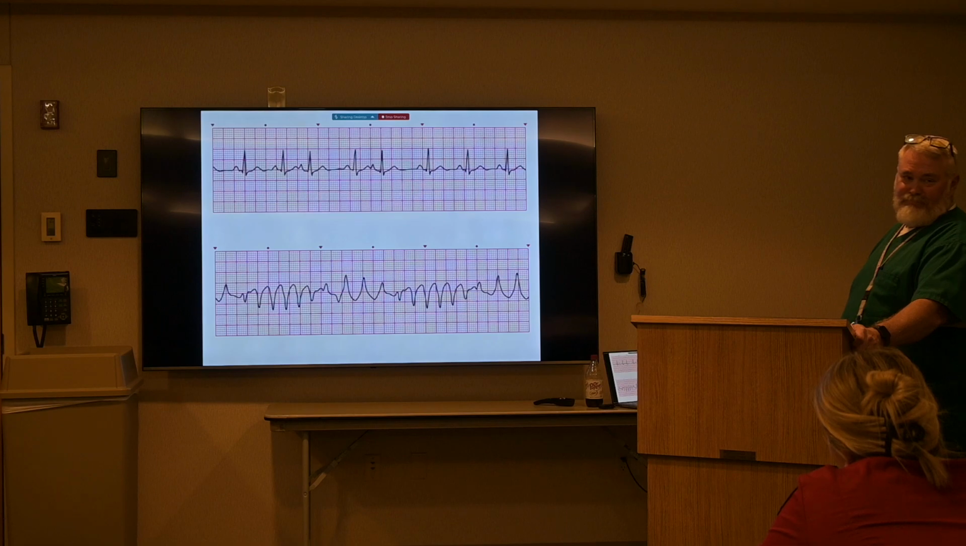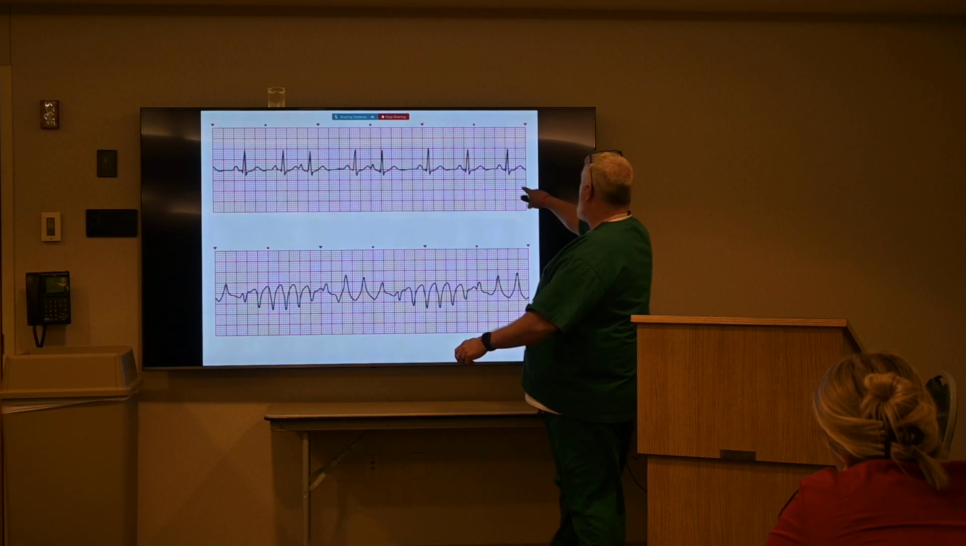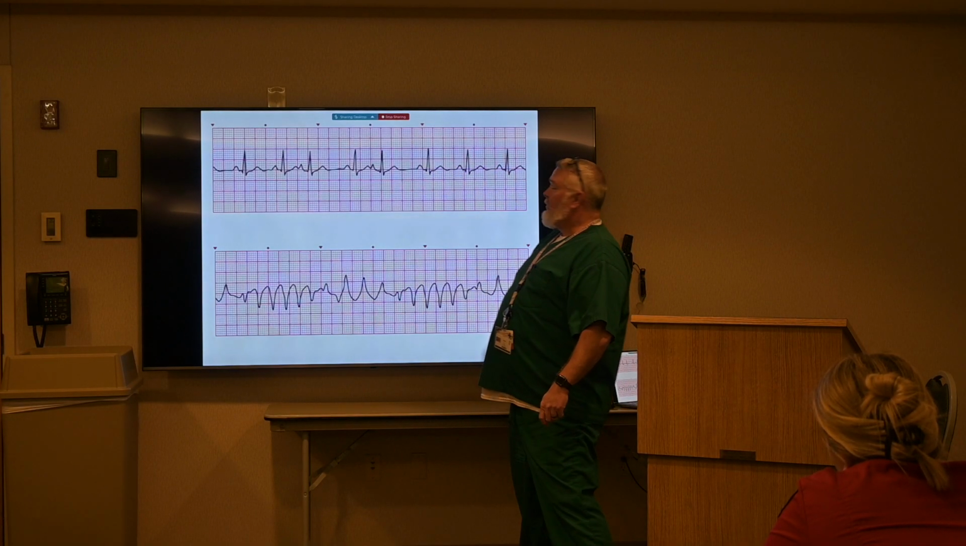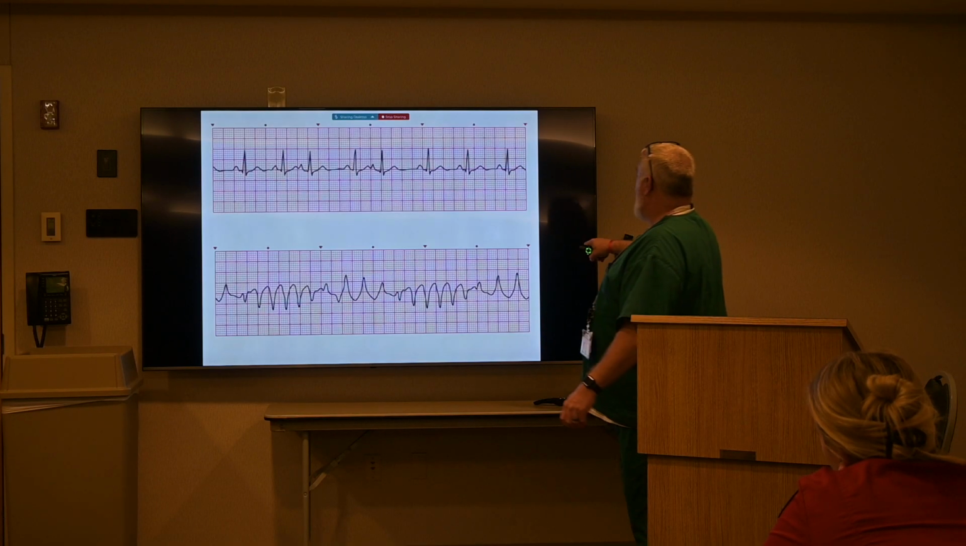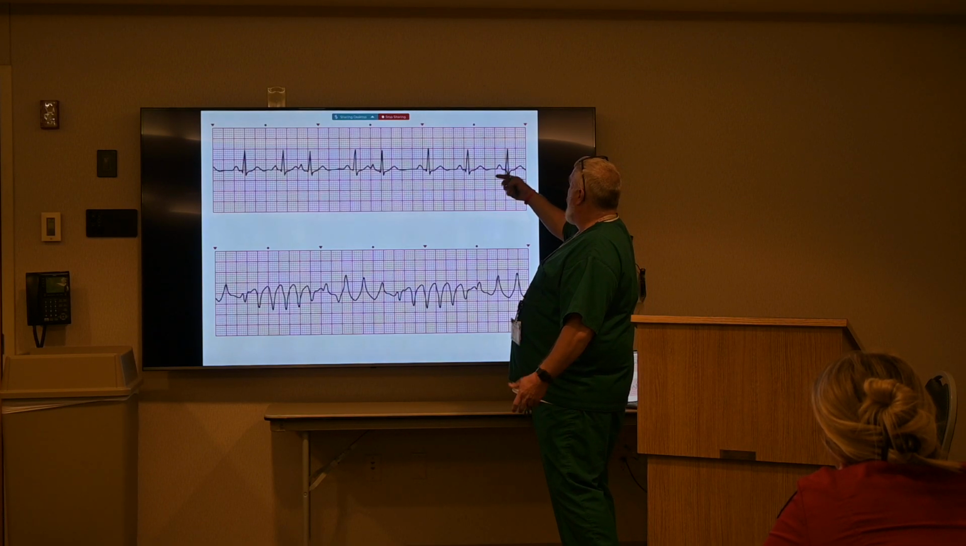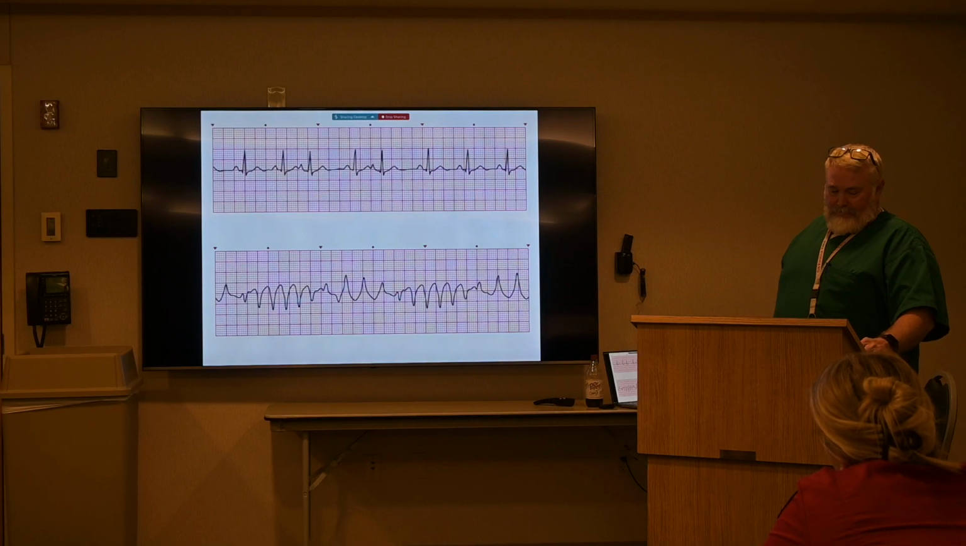Yeah. There's a couple of. Yeah, I'd say there's P waves. Oh, we're looking at the top one. Yeah, top one, sorry. What's your PR interval? Well, you've got 1, 2, 3, 4. 0.08. So your PR interval is normal. There's PACs.